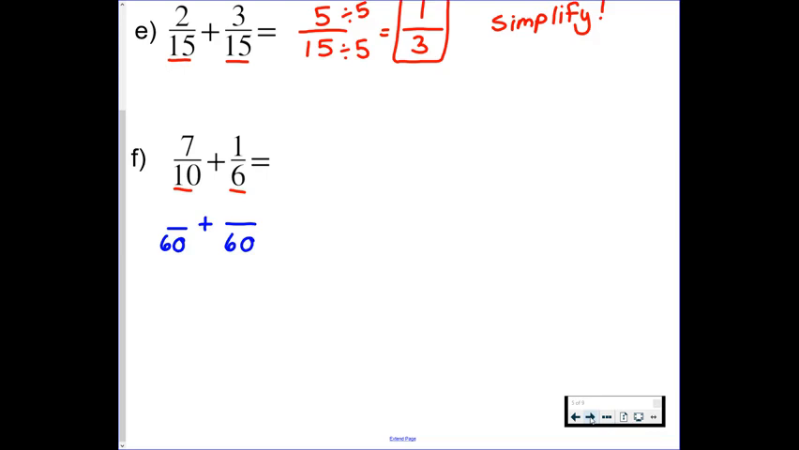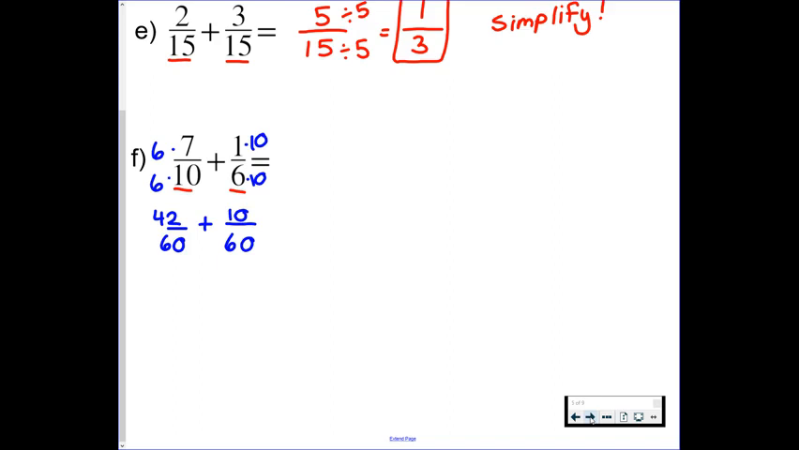On the left side, this fraction, I change the 10 to 60 by multiplying by 6. Since I did that at the bottom, you're also going to have to do it to the top to make those equivalent fractions. And 6 times 7 is 42. Same thing over here on the right. How I changed this 6 to a 60 was I multiplied it by 10. So I do that to the top, and 1 times 10 is 10.